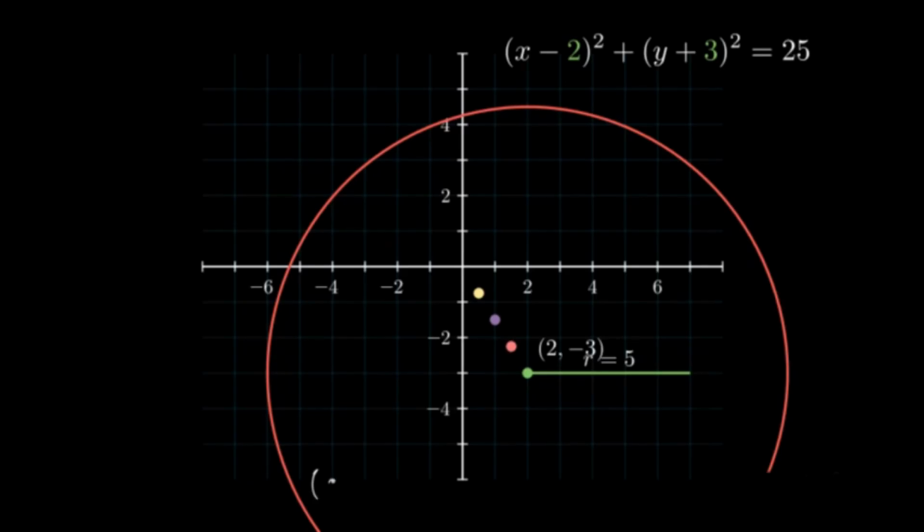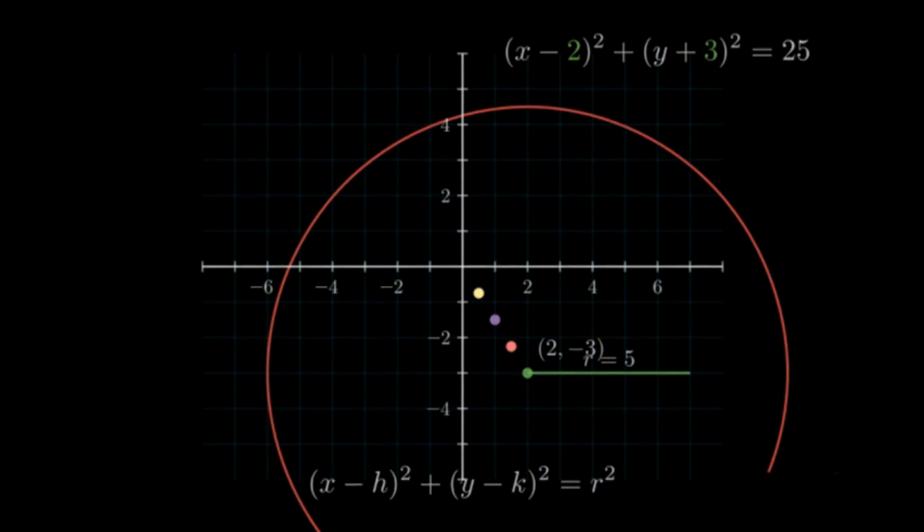The general form of a circle's equation is (x − h)² + (y − k)² = r². Here h and k represent the center coordinates (h, k), and r is the radius. Remember that if k is negative, then y − k becomes y plus the absolute value of k. For our red circle, h equals 2, k equals −3, and r equals 5. When we substitute these values into the general form, we get exactly the equation we derived.